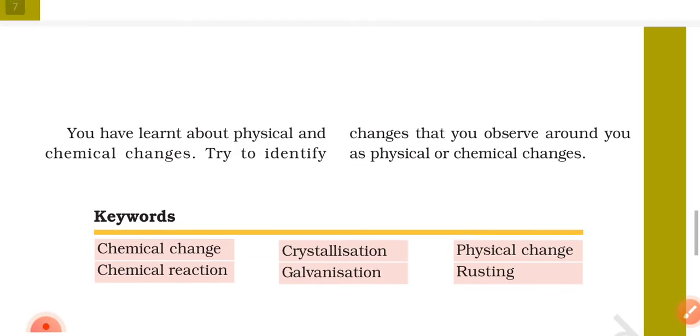You have learned about physical and chemical changes. Try to identify changes that you observe around you as physical or chemical changes. This is the end of this chapter. Now some keywords are: chemical change, crystallization, physical change, chemical reaction, galvanization and rusting.